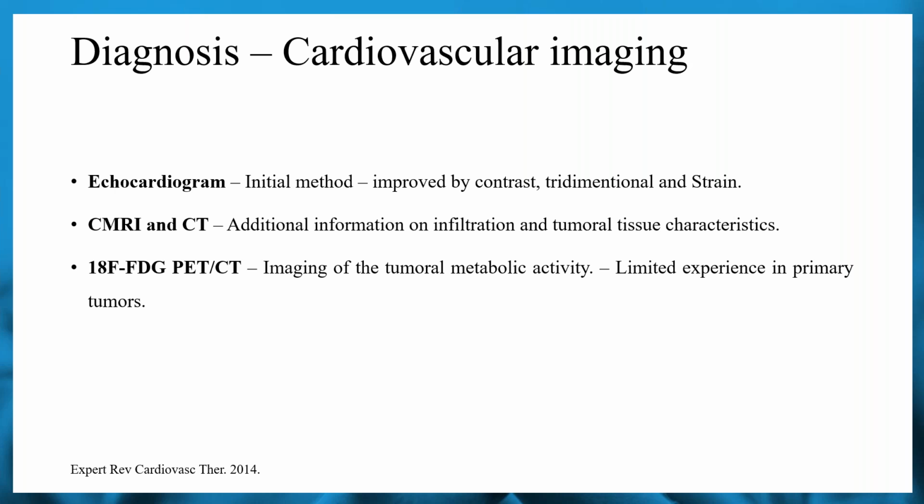And as a more advanced method, there's the FDG PET-CT, providing images of the tumoral metabolic activity, the tumoral uptake of the FDG marker corresponding to the glycolytic metabolism. It's widely available and widely used on the secondary tumors, the metastatic tumors, which are more common. But on primary tumors, we still have limited experience, but we'll see how it goes here.